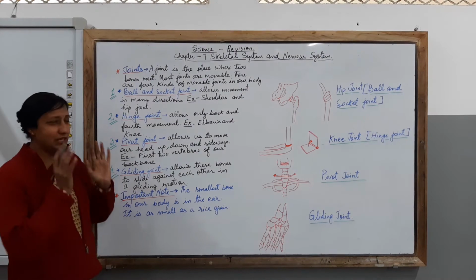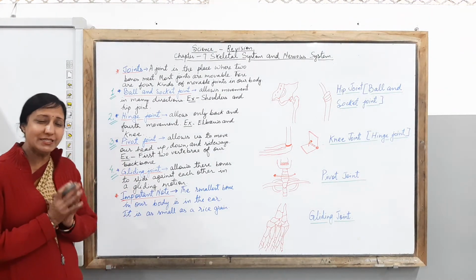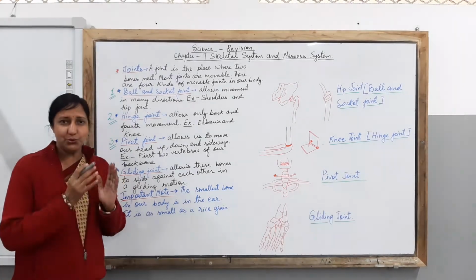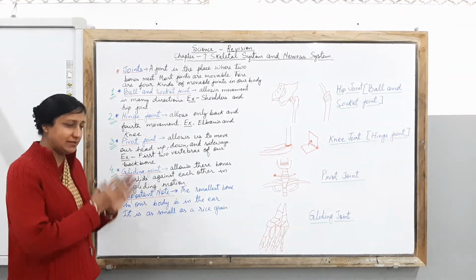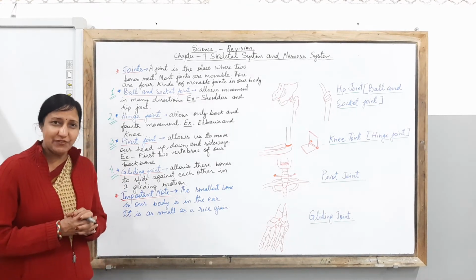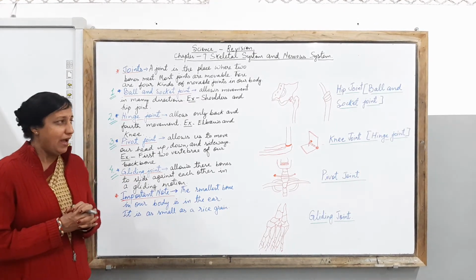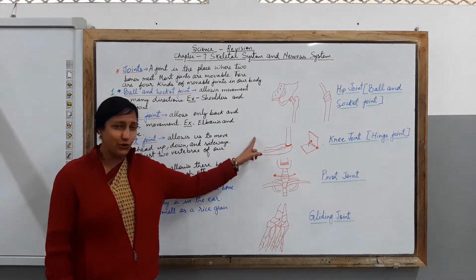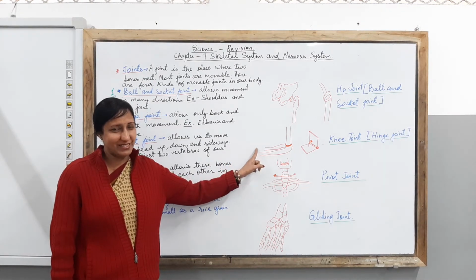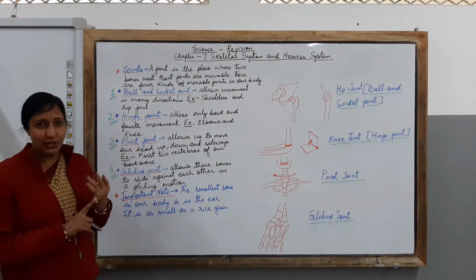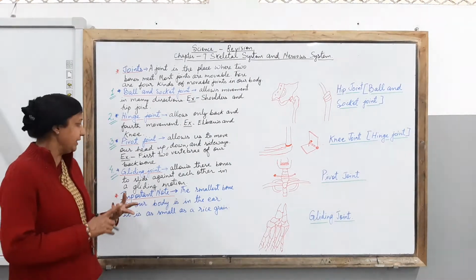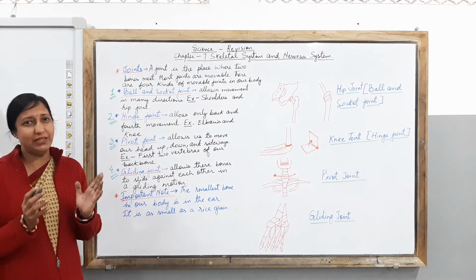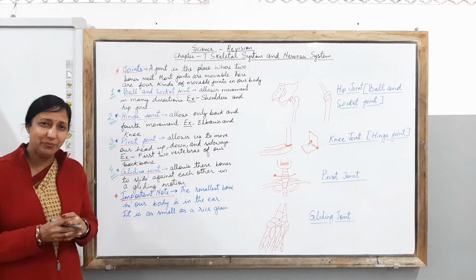So I hope, children, with the help of this class today, you are able to understand the 4 kinds of joints which I have explained to you. Try to go through the video and understand the 4 joints I have explained in today's class. And I hope with the help of this drawing, you never forget the 4 kinds of joints: first, the ball and socket joint, then the hinge joint, then the pivot joint and the gliding joint, and you are able to understand where they are located in your human body.